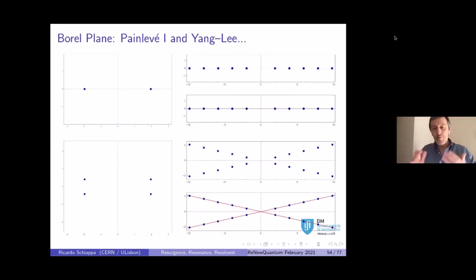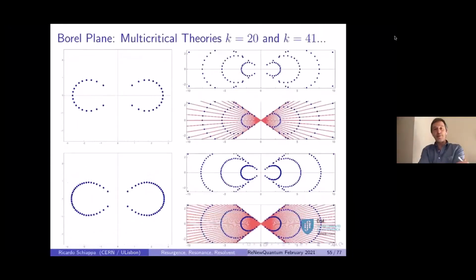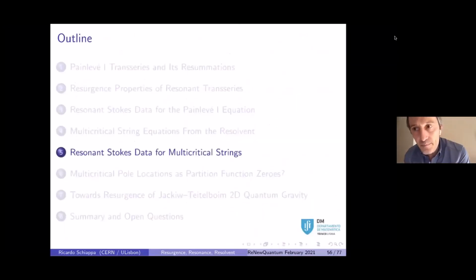And there's an unspoken little friendly competition here in these ReNewQuantum seminars over who has the coolest Stokes lines to present. So here's my very humble attempt at cool Stokes lines for the k equals 20 and the k equals 41 theories. So you see how singularities organize themselves on the Borel plane, how multi-instanton singularities organize, and how Stokes lines organize. And the reason why I chose an even and an odd number is because in the even case, there's a singularity on the real axis. That doesn't happen in the odd case.